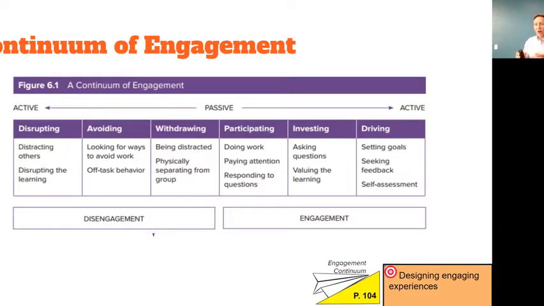But then higher up on the active engagement scale, we're looking at how students are investing in and driving their learning. They're asking questions, they're valuing it, they're setting goals, they're seeking feedback, they're self-assessing. So I really want you to think back to those least and most engaging experiences that you've had, and just take a look at this chart and think about, is this what was happening?